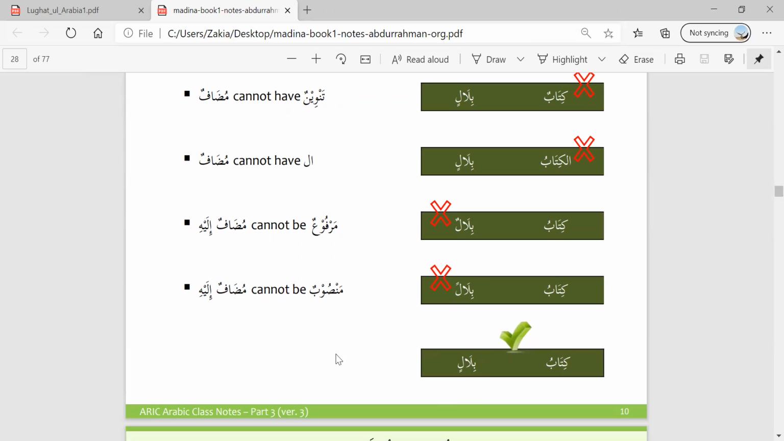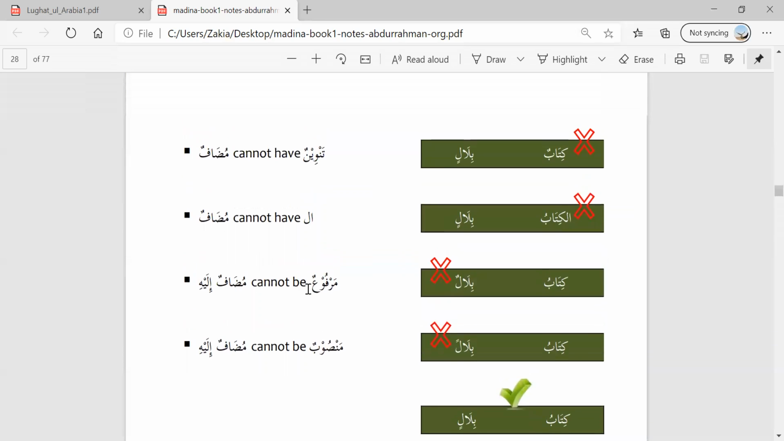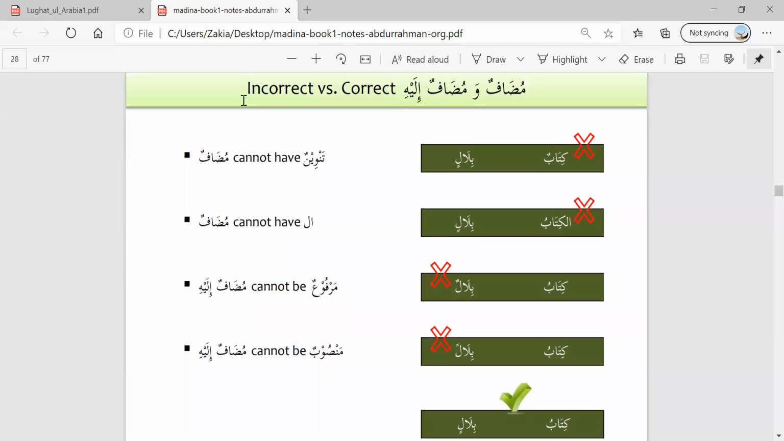It should take kasra. It should be in majroor. Mudaf ilay should be in majroor. Your mudaf should not be definite. It should not have al. It should not have tanween. So we see that in this case, it ticks those two boxes.